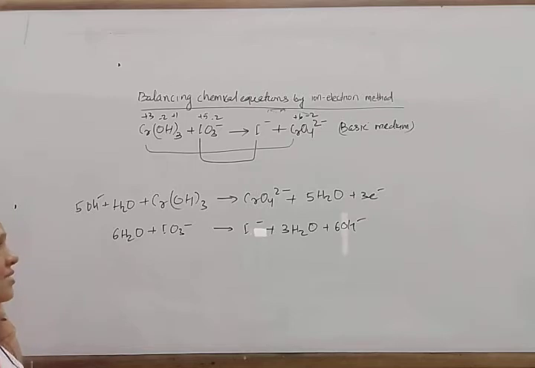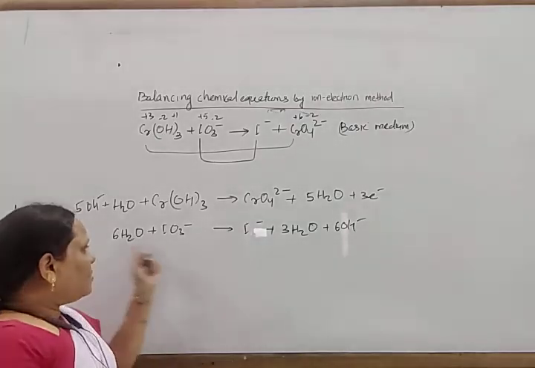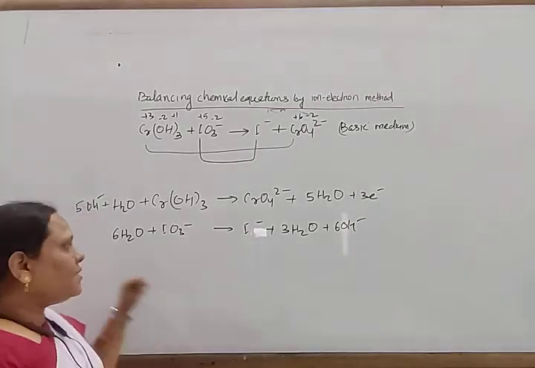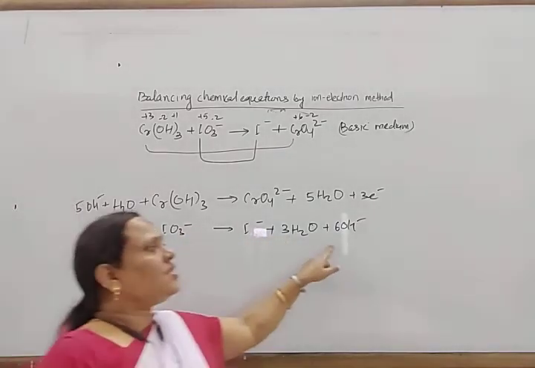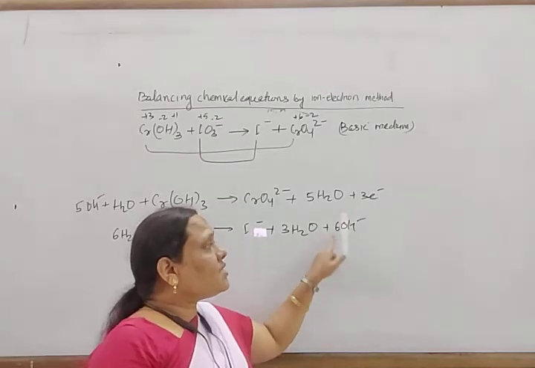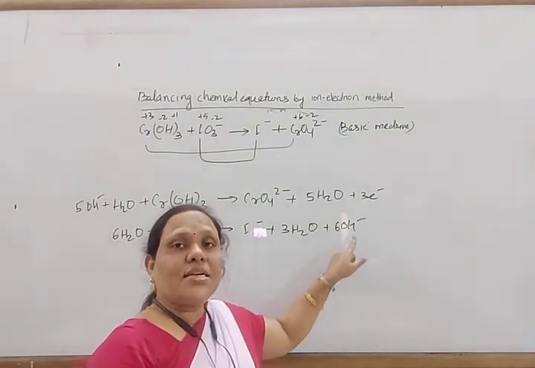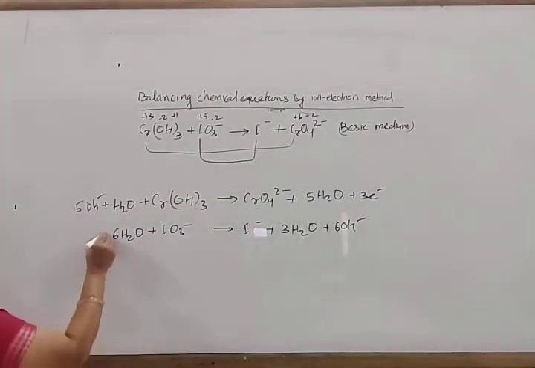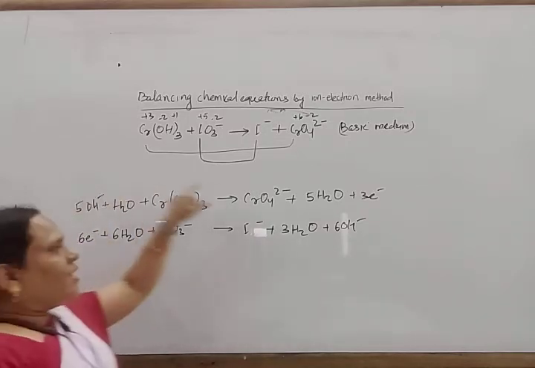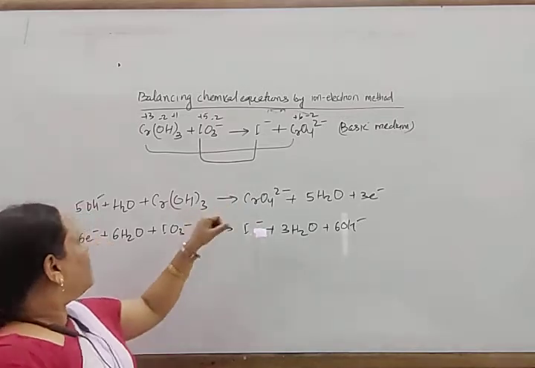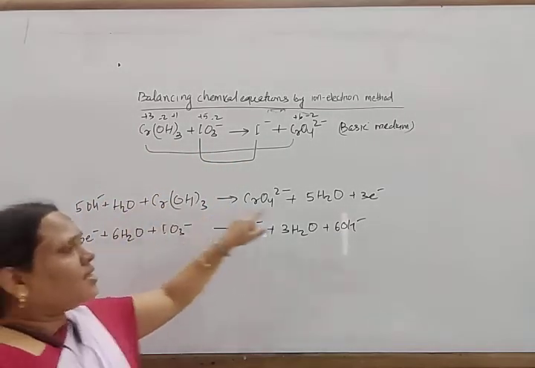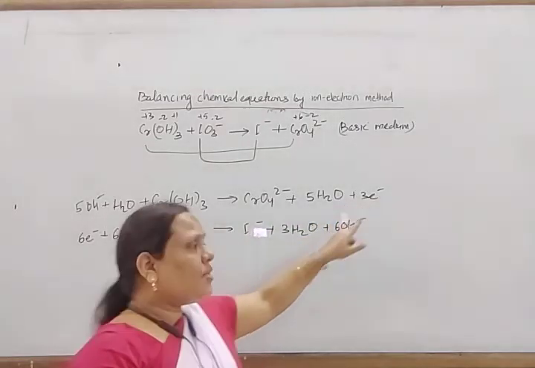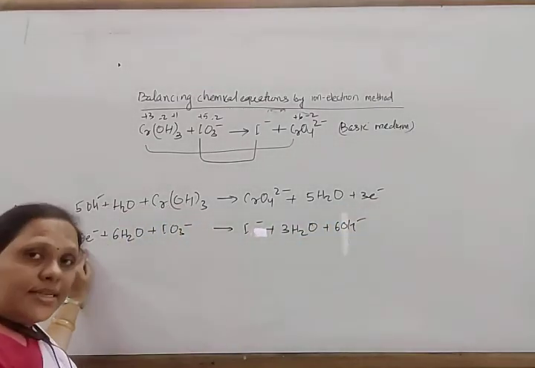Now I have to balance the electrons. All the atoms are balanced. Now I have to balance the electron or charge. Here 1 negative charge, but here 6 OH minus are there. In this case 6 negative charges are there. As there are 6 negative charges, here I have to add 6 electrons. So in the first equation, the oxidation half reaction, plus 3 to plus 6, I have to add here 3 electrons, and here I have added 6 electrons.